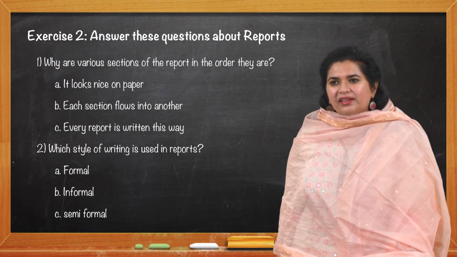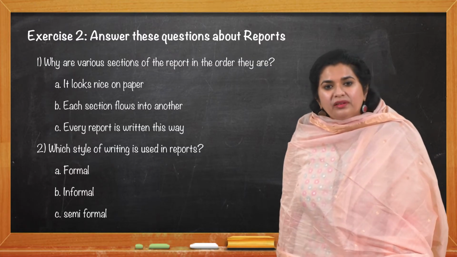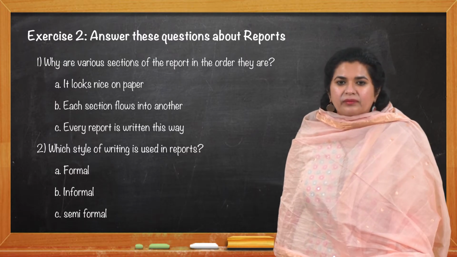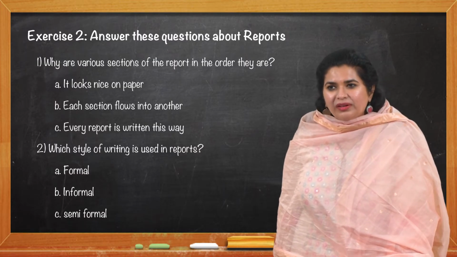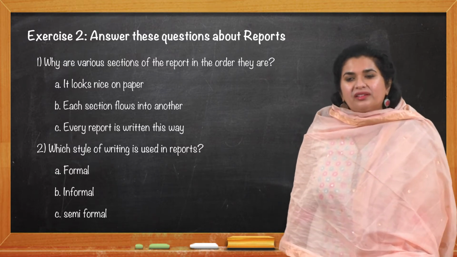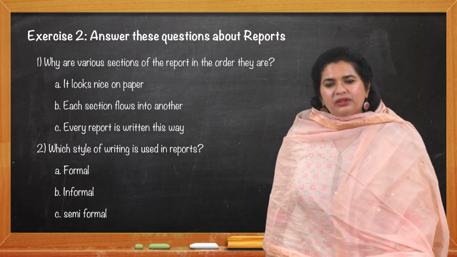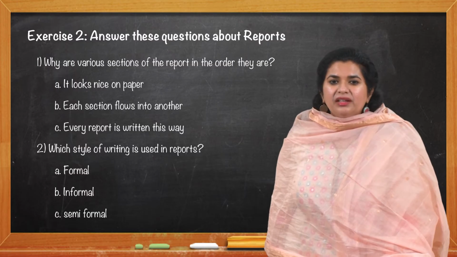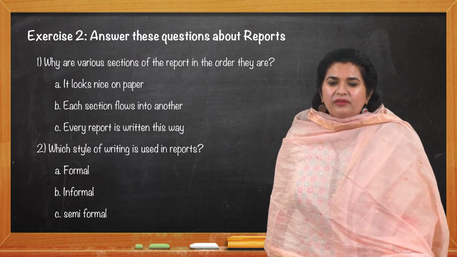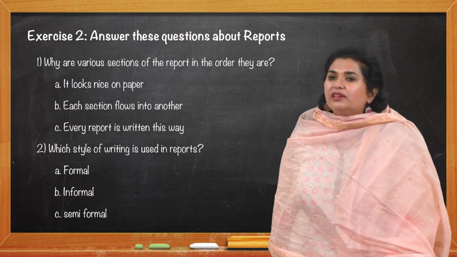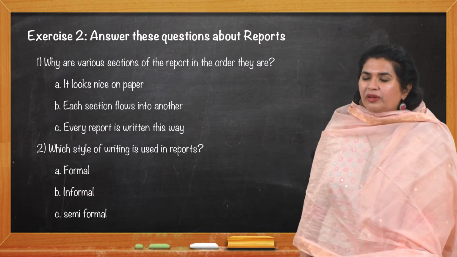Now, this is the second exercise. Look at it. Answer these questions about report writing. Why are the various sections of the report in the order they are? We have been doing quite a lot of report writing. The question is, sections of the report are in a particular order. Is it because it looks nice? Each section flows into another. Every report is written this way. And which style of writing is used in reports? Formal or informal or semi-formal?